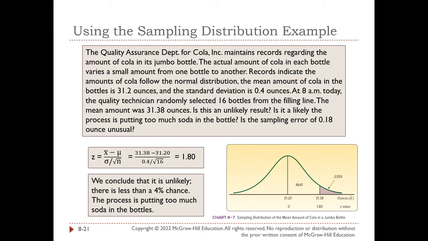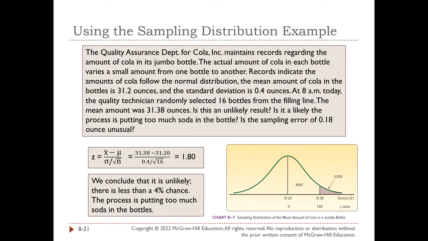Okay. So, they create a z-value by taking the sample mean of 31.38 minus the population mean, or mu, of 31.20. And then divide by 0.4, the standard deviation, divided by the square root of 16, which is the sample size. It comes out to 1.80.